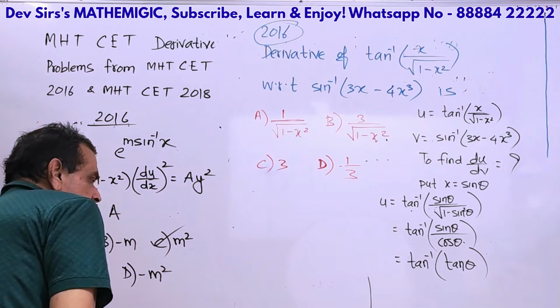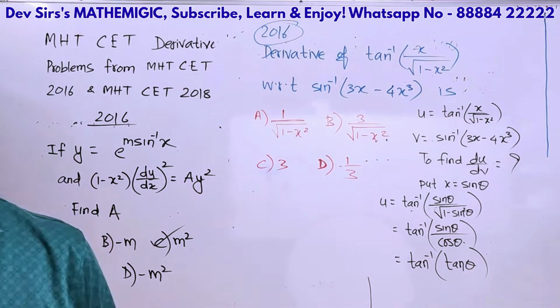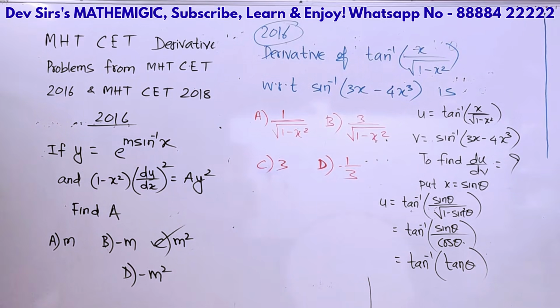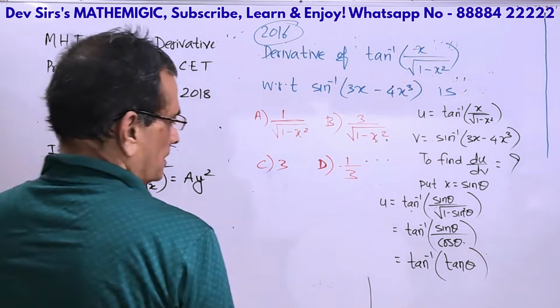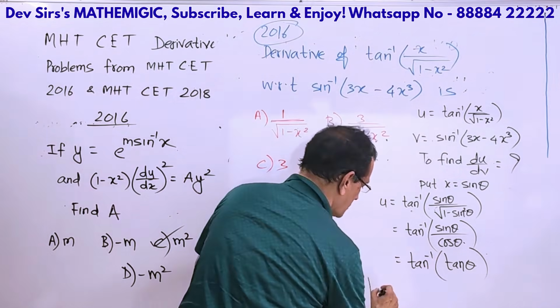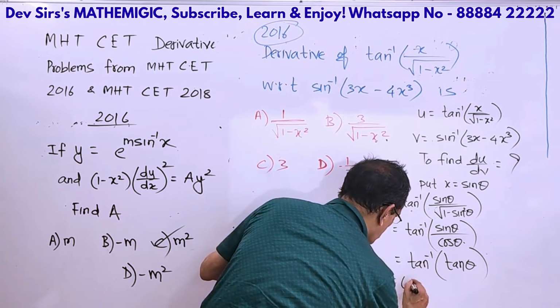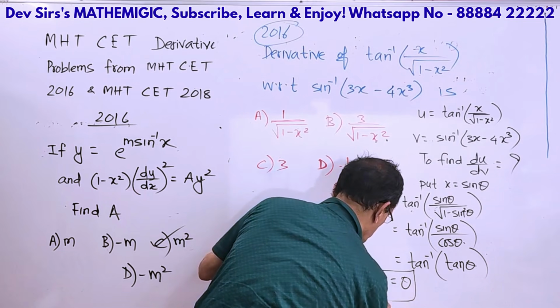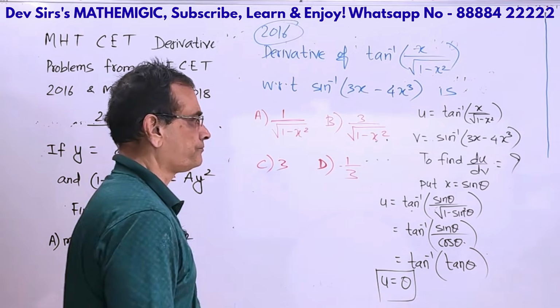Is it visible on the screen? It has gone to the bottom. Let's see. Okay, fine. Now tan inverse tan you can ignore. You can just say u is equal to theta.